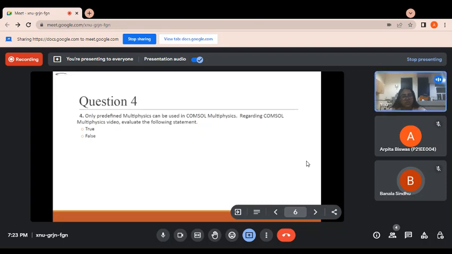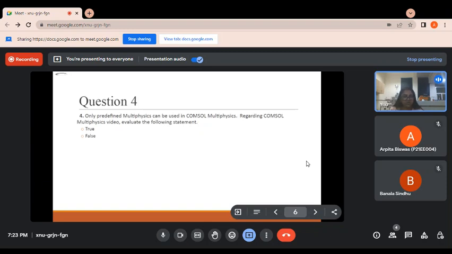So this is question number 4. Only predefined multiphysics can be used in COMSOL Multiphysics. Regarding the COMSOL Multiphysics video, evaluate the following statement. The option is true or false. Here they are saying that only predefined multiphysics can be used. So is this statement right or wrong?